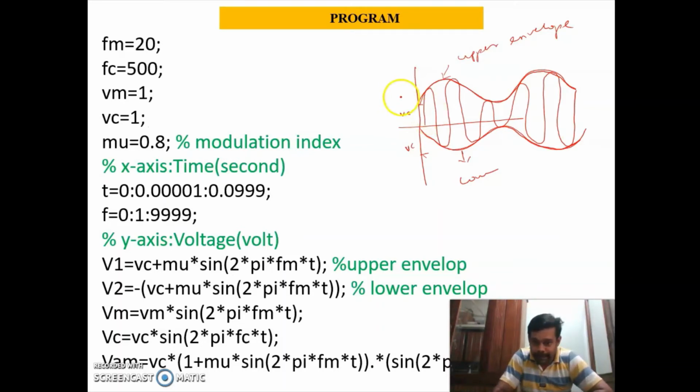The upper envelope is nothing but VC plus modulation index into sine 2 pi FM into T. So what is your upper envelope? Actually this is the 0 line. The upper envelope is VC plus modulation index into sine 2 pi FM into T.